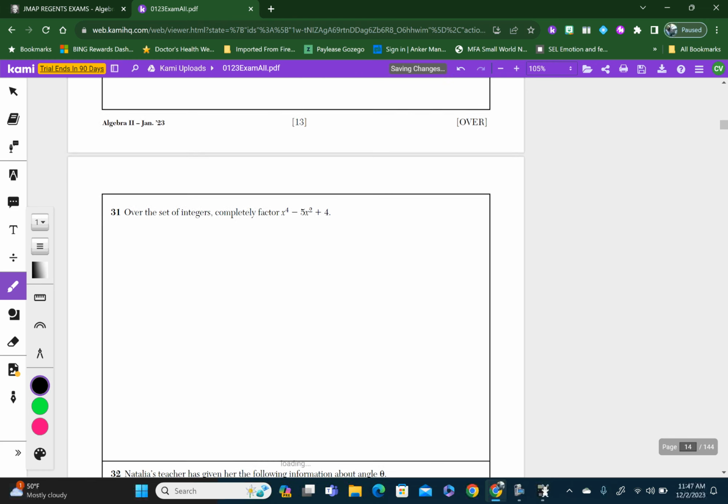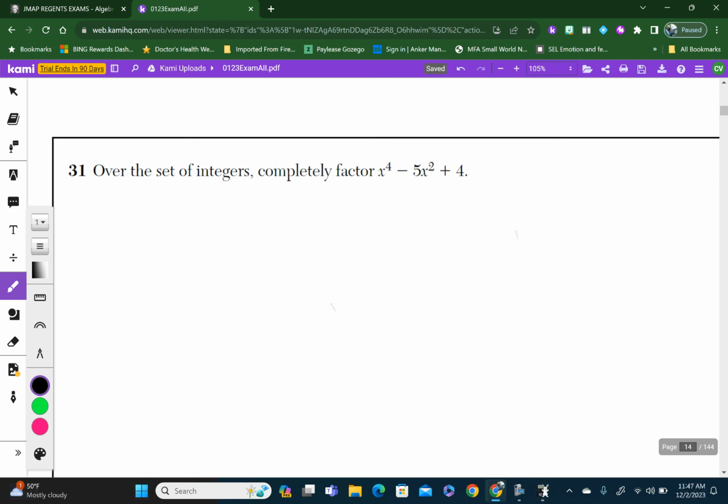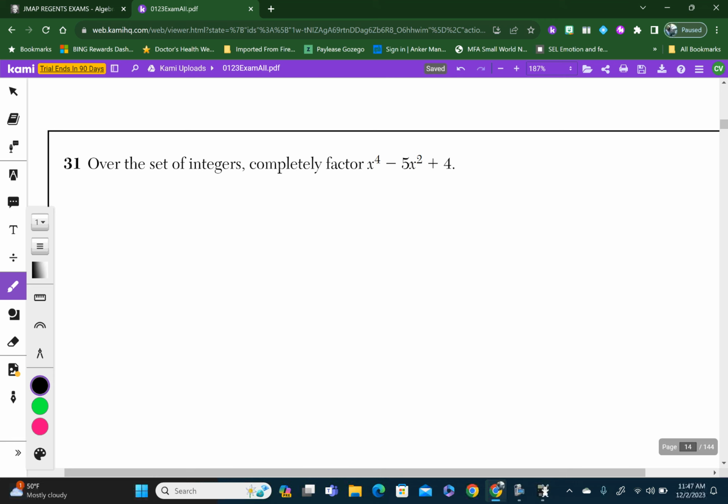Okay, completely factor. So we could do this. We did factoring before. So over here, x to the fourth, I have x squared, and then I have a number by itself. Life would be great if this looked like this, x squared minus 5x plus 4. So what I could do is let something else, right? I can say let u equal x squared. So let me just change these x's into u's. I'm going to factor this.